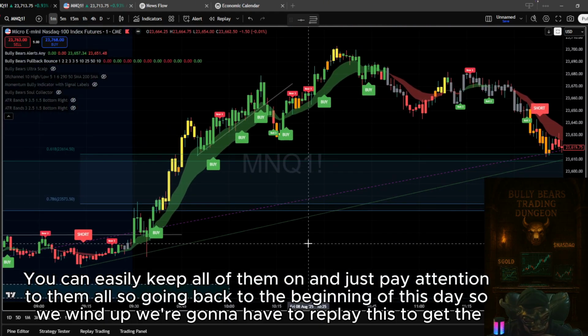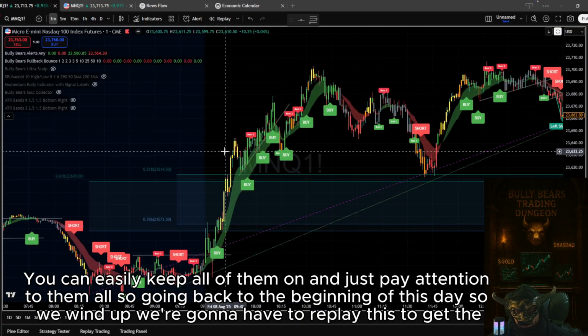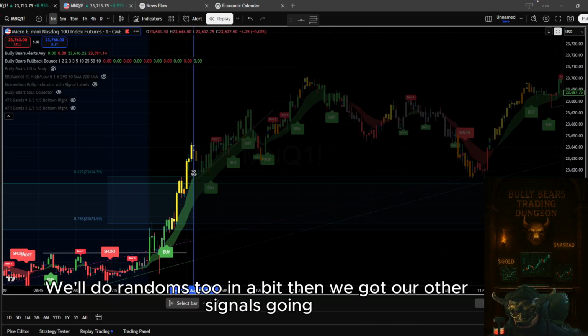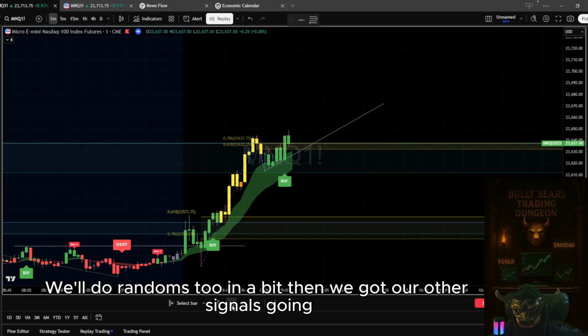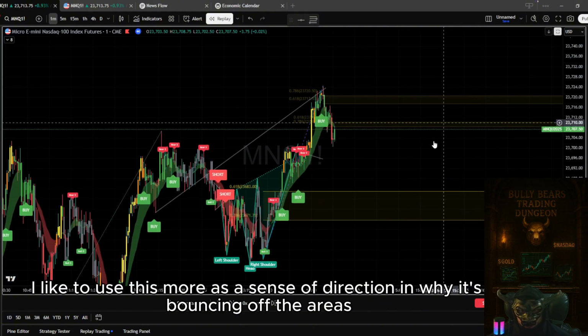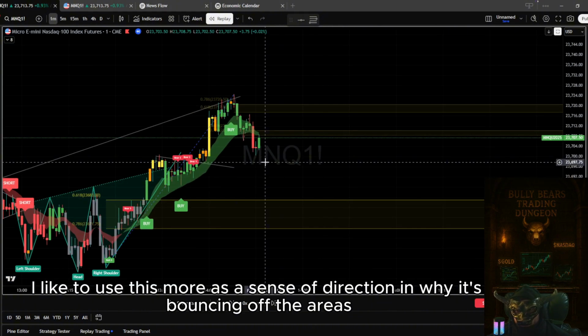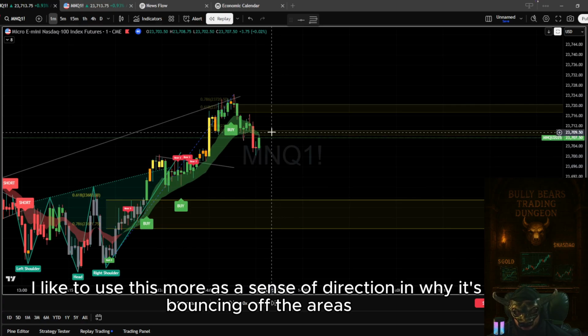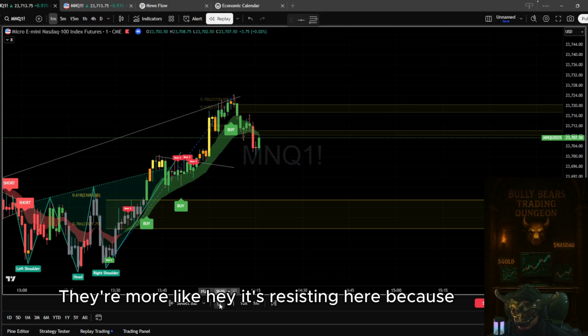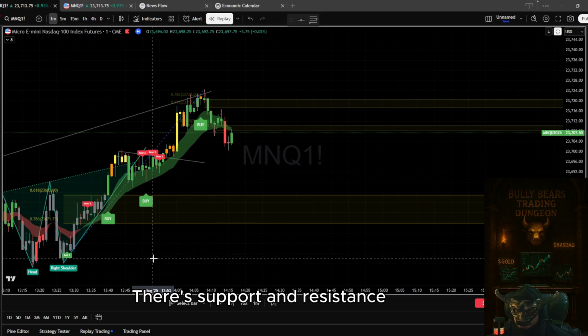So going back to the beginning of this day. So we wind up. We're going to have to replay this to get the... we'll do randoms too in a bit. Then we got our other signals going. Okay. Bully Bears Bounce. I like to use this more as a sense of direction and why it's bouncing off the areas. It's more like, hey, it's resisting here because there's support and resistance.